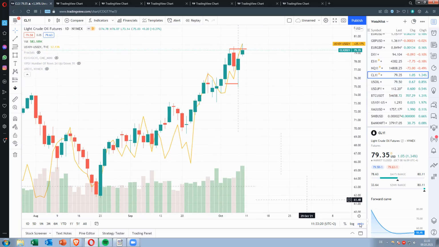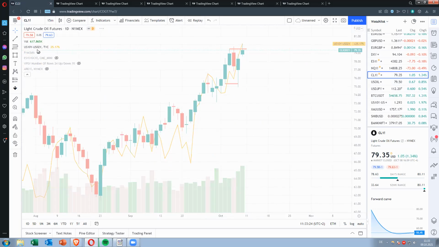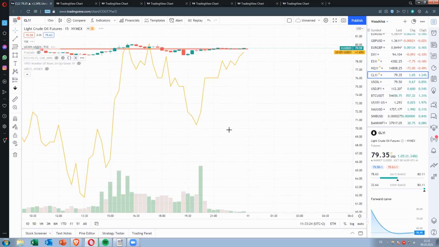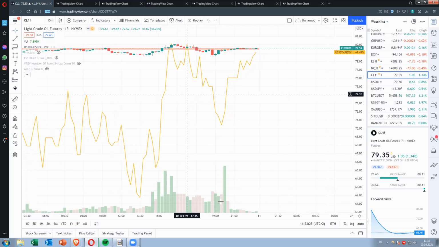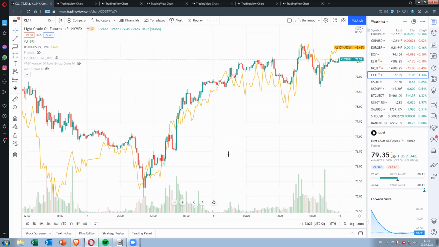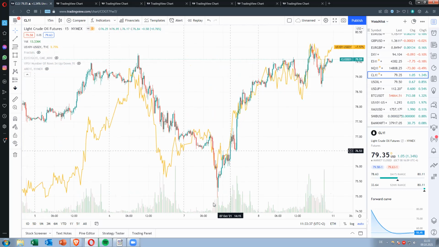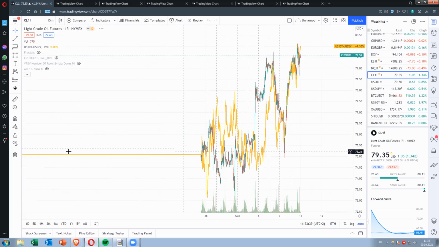The best indicator for oil is probably this one, because it also shows you risk on versus risk off. Now look, if I just delete everything and do nothing, do you see how clean it moves? I literally went back like this, and then I just press auto and it shows you the price.